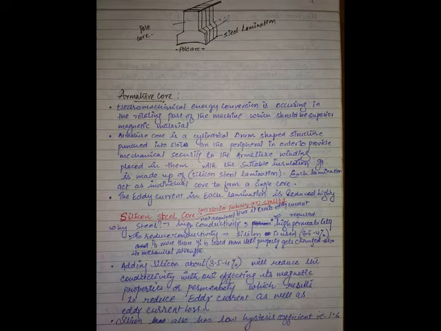Commutator is a split ring, which is also mounted on the shaft, rotating with the coil.